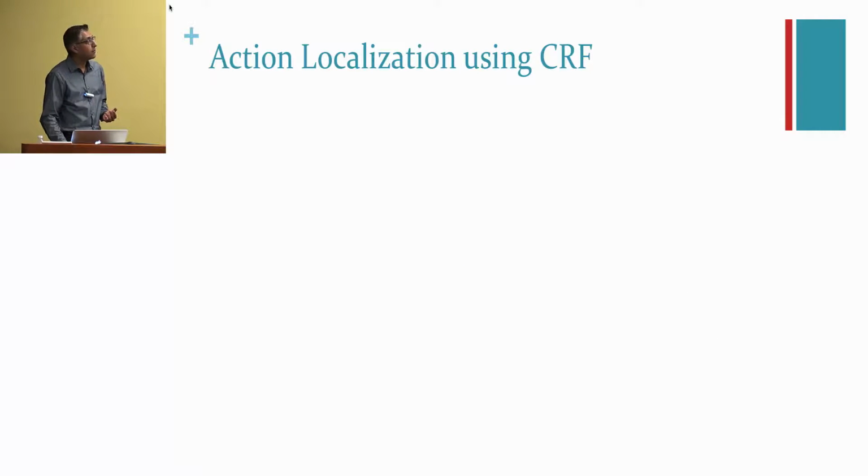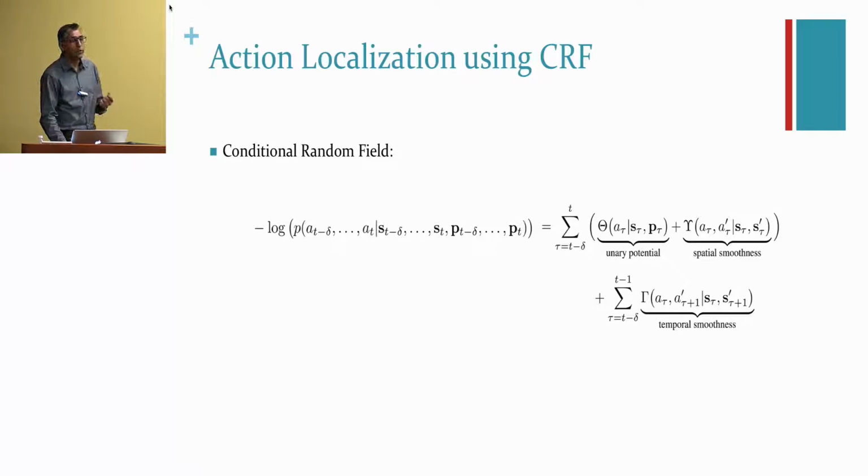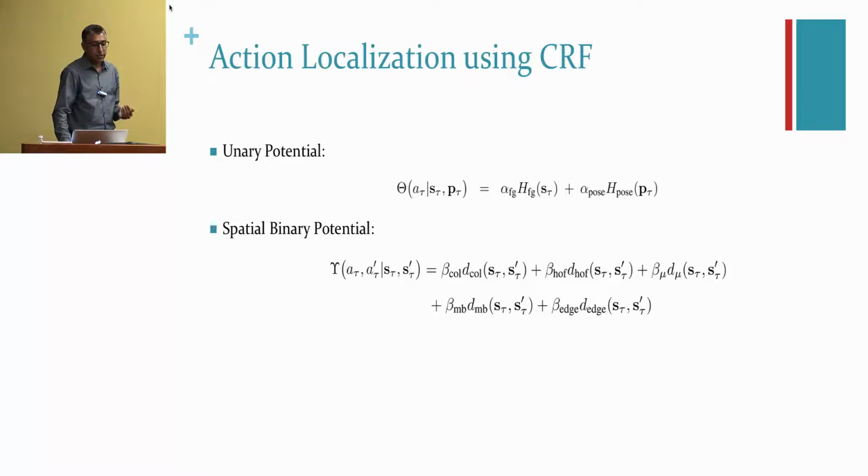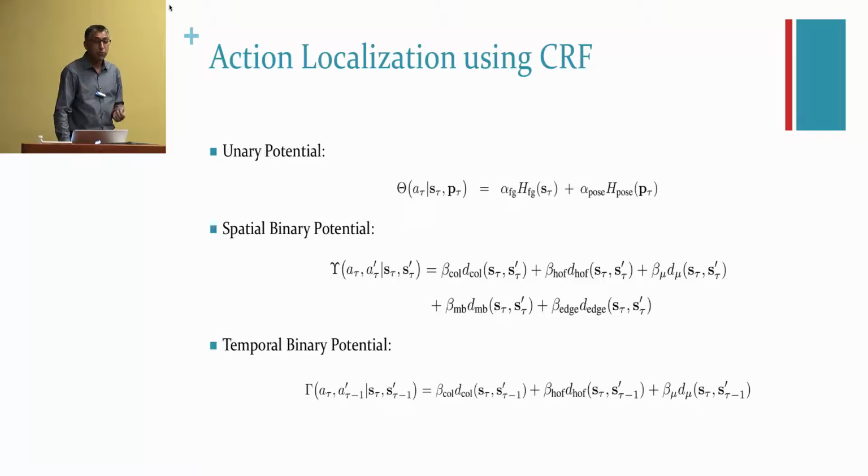We formulate the CRF as shown over here, where we have one unary potential and two binary potentials, which represent the spatial smoothness as well as temporal smoothness. The unary cost comes from foreground likelihood from pose and superpixel, and the spatial binary potential includes color histogram, histogram of flow, mean color, motion boundary, and edges between superpixels. Our temporal binary potential includes color histogram, histogram of flow, as well as color mean.